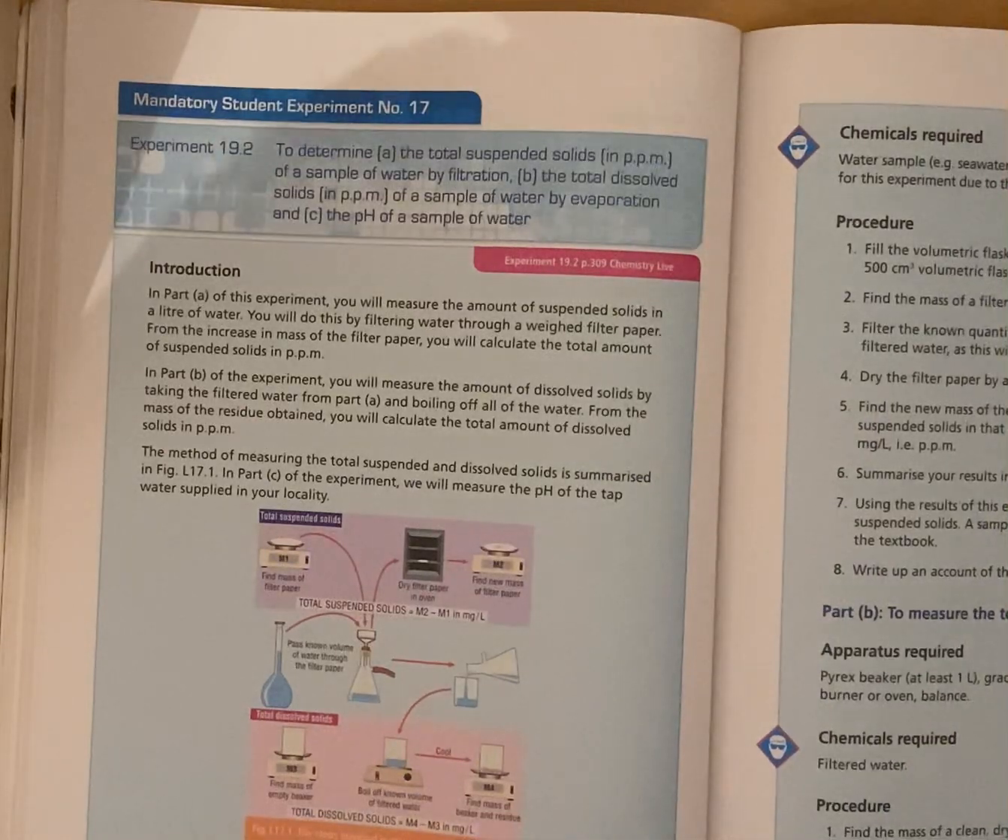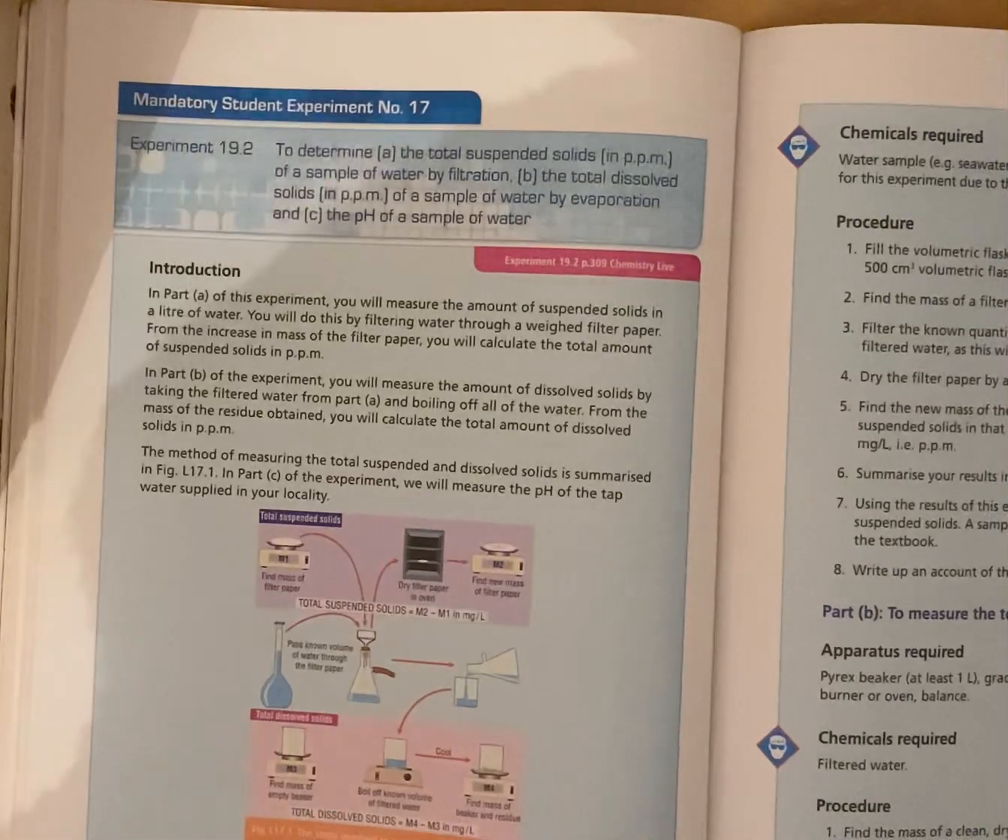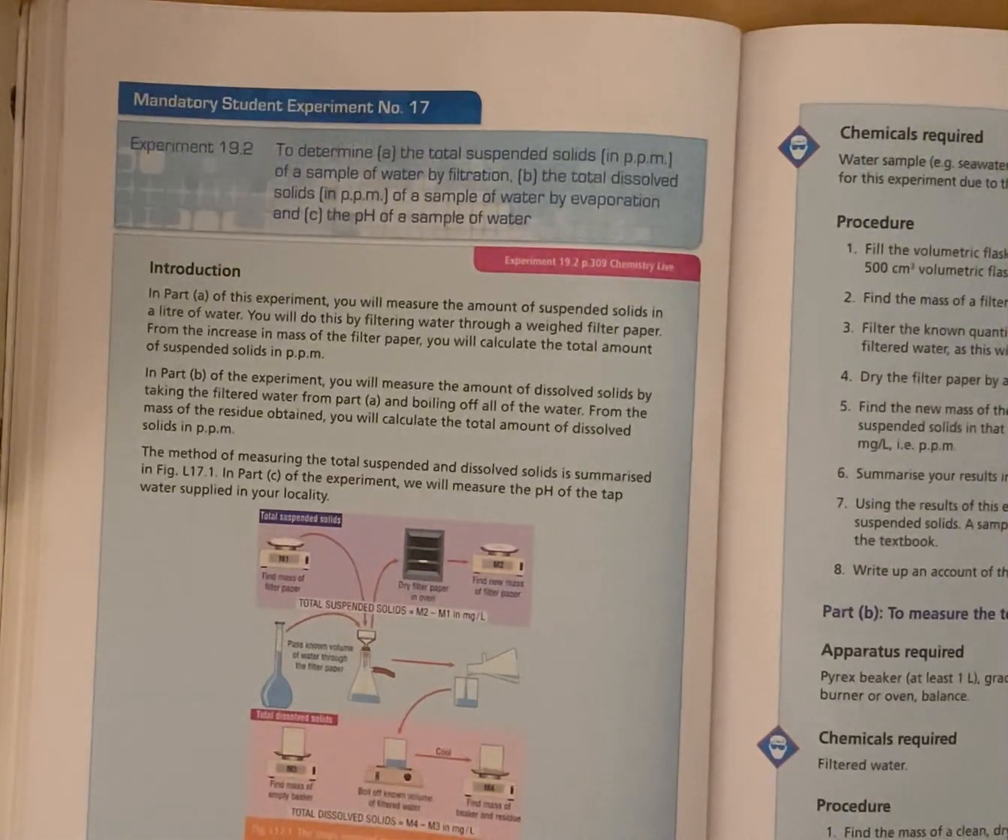Okay, in this experiment, we are determining the amount of total suspended solids in parts per million. So that's milligrams per litre, which we know from the last experiment, through filtration. And then we're going to also use evaporation in A and B. And then the last part, the standalone part, we're just measuring the pH of the sample of water.